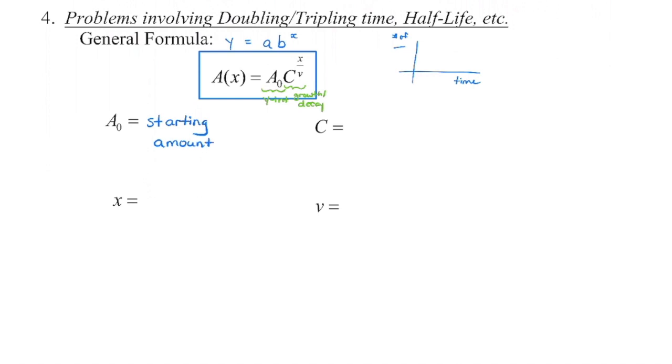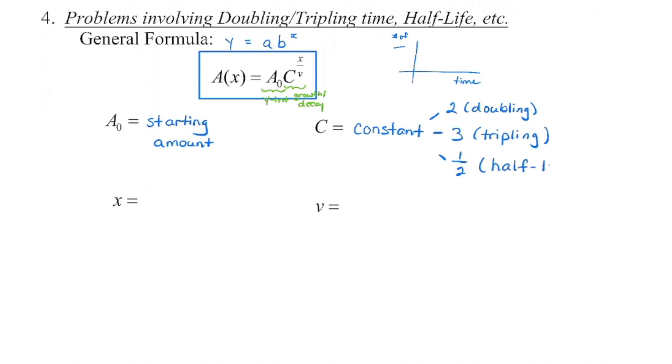We also know that c is either our growth rate or our decay rate. In this case, c stands for constant, and it's how fast this particular specimen, whatever it happens to be, is growing or decaying. So if we see a 2, we know that it is doubling. If we see a 3, we know it is tripling. If we see, let's say, a half, we know that it is a half-life, so something is decaying.